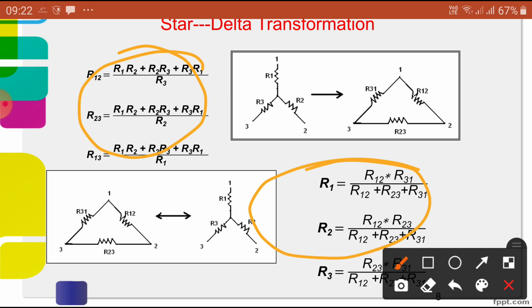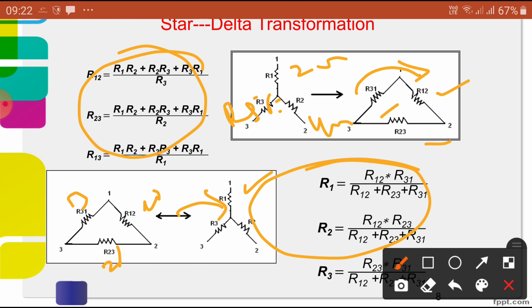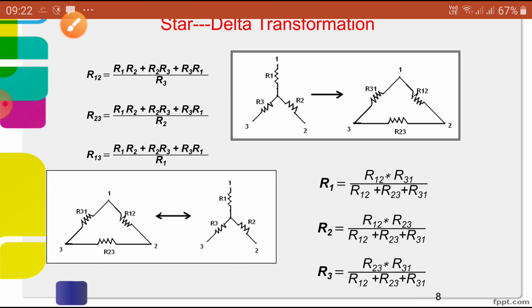For example, R1 is equal to 2 ohms, R3 is equal to 4 ohms, R5 is equal to 6 ohms. Then how are we going to get the equivalent values in delta? If delta values are 10, 20, 30, what are the equivalent values in star? We will do the problems in the next class. Okay, based on these simple techniques. Okay, please go through this one. If you have any doubts, we will discuss in the next class.